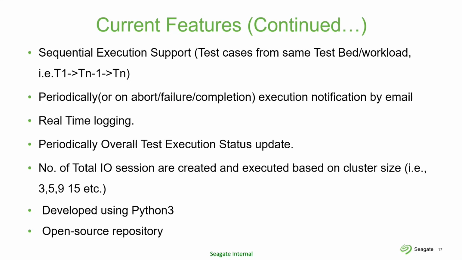There will be notification for in progress or abort or failure or completion status. There will be real-time logging. We have a console logging or separate logging for separate test thread or session. So suppose we are running test one, test two, test three from one workload, test one, test two, test three from another workload. So there will be 6 separate logging or log files for those test cases. So we update test execution status as well.